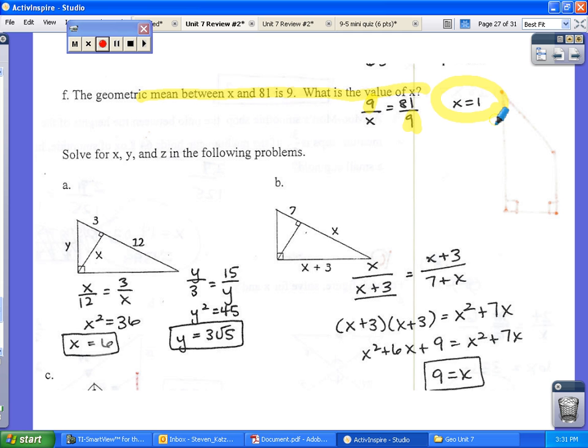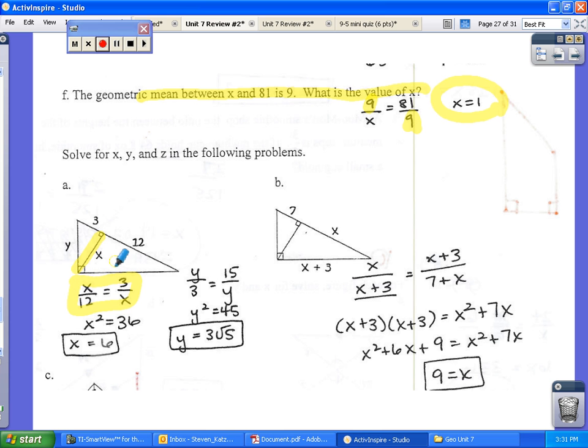For letter A, it says solve for x, y, and z in the following problem. So in this case, there's just an x and a y. So this whole thing is a right triangle. Here's my altitude. So x is the geometric mean between the two segments. So that's this right here. x is the geometric mean. Now, once you get x equals 6, there's a lot of different ways that you could find y.